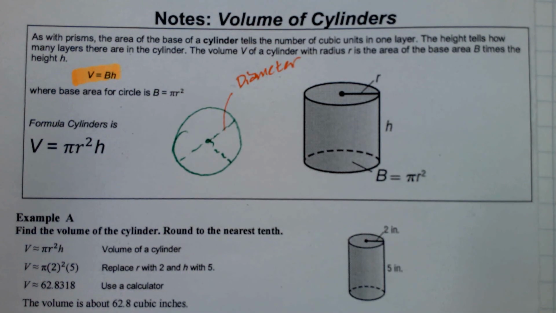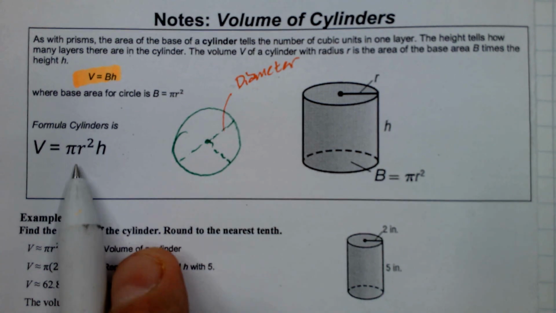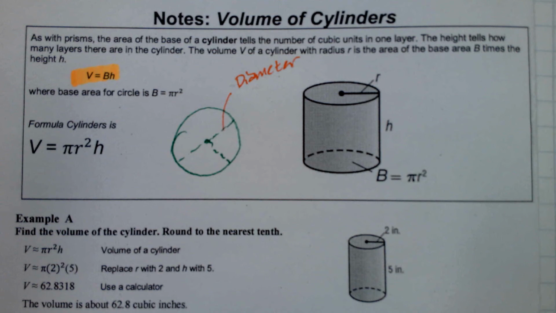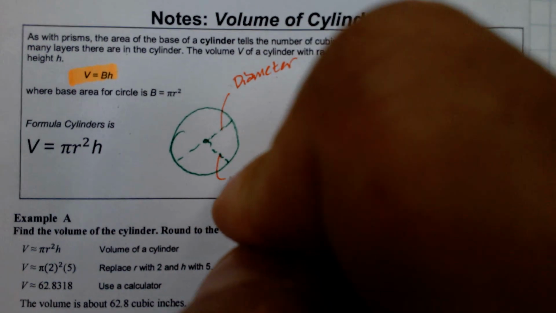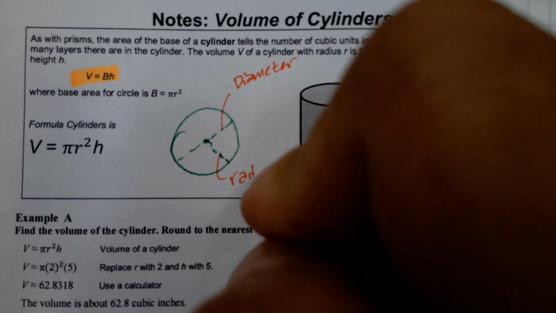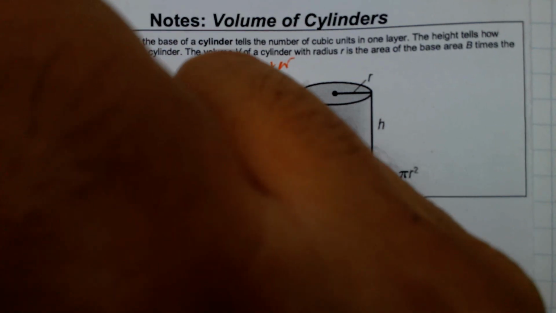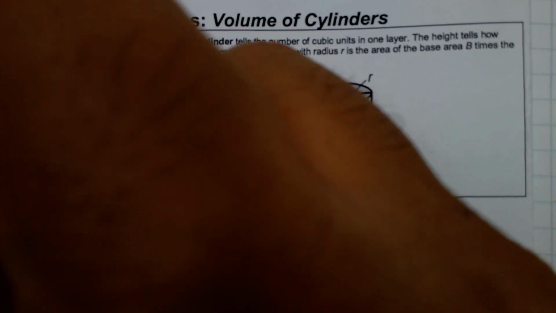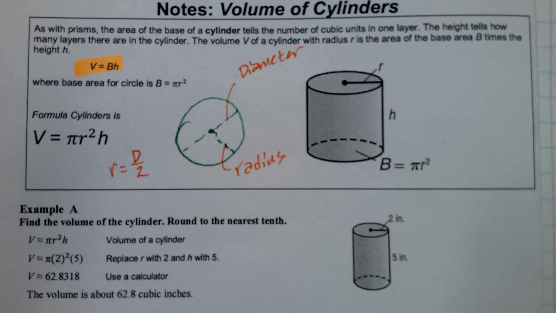And it's commonly given as one of the dimensions, although if they do tell us the diameter, we're going to have to convert that to a radius because the distance we're looking for is the radius. And the conversion is radius equals the diameter divided by 2. So if they ever give you a diameter, cut it in half, and that's your radius.